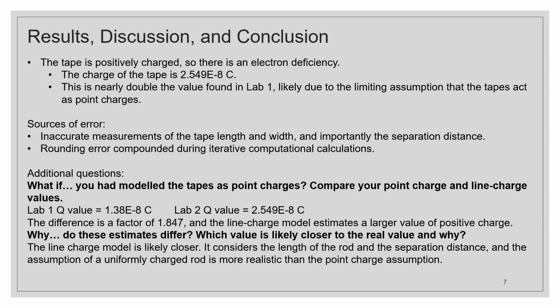Why do these estimates differ? Which value is likely closer to the real value and why? The line charge model is likely closer to the real value because it considers the length of the rod and the separation distance, and the assumption of a uniformly charged rod is much more realistic than the point charge assumption.